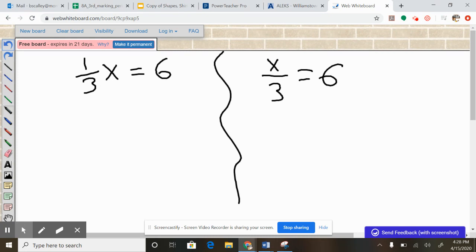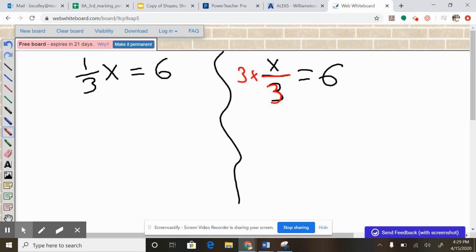Basically, the idea comes from doing the inverse operation. So I'm actually going to focus on the one on the right first. Right here, x is not alone. X is being divided by 3. So I'm trying to figure out, how can I cancel out that 3? What do I have to do to remove the 3? And I'm going to do the inverse operation. The inverse operation of dividing by 3 is multiplying by 3.